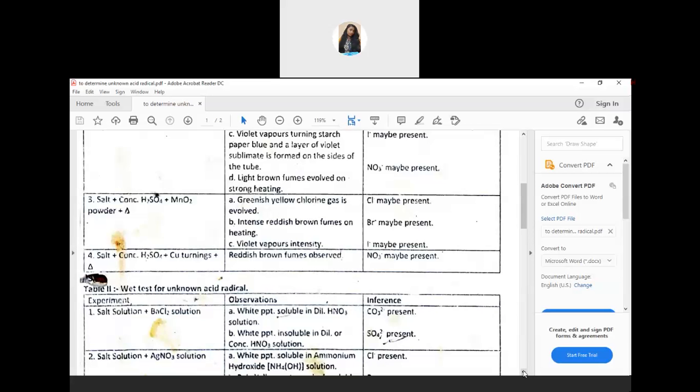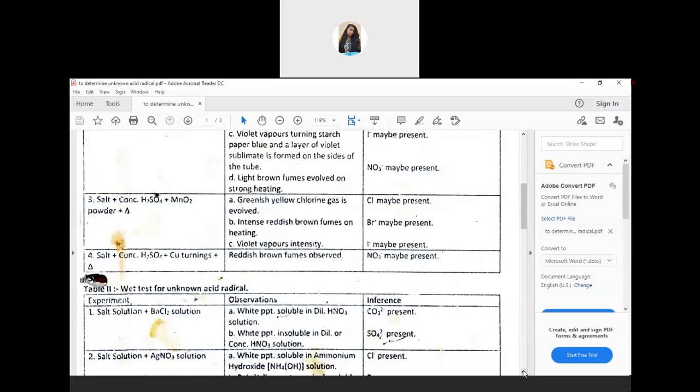Next observation, you can see intense reddish brown fumes. If you see this observation, that means bromide ion is present. If you see violet vapors coming out, that means iodide is present. If you cannot see these, then these are absent. Then you have to do the fourth test. That one is salt plus concentrated H2SO4, plus copper. Then you have to heat it.